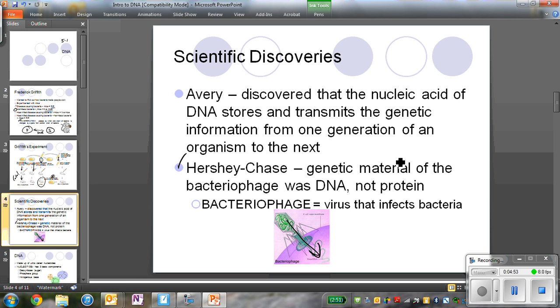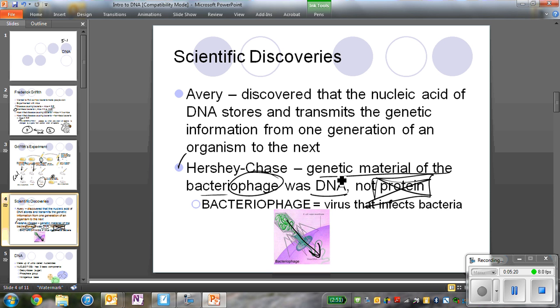So Hershey and Chase did this, and they discovered that the genetic material of the bacteria... And the virus, the bacteriophage, is just a virus that infects bacteria. The genetic material was DNA, and it wasn't protein. Okay, protein did not carry information. It was actually the DNA that carried the information. So those were the scientists that led to the discovery of DNA, and they were very influential in their time.